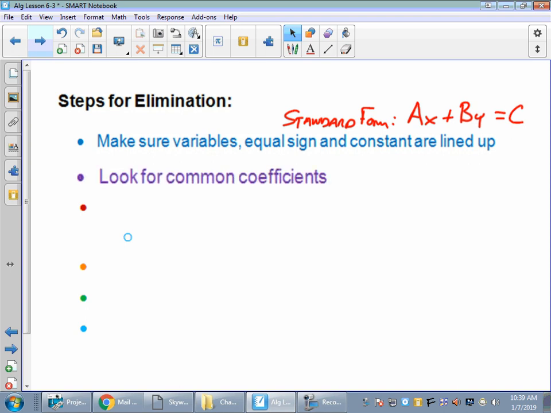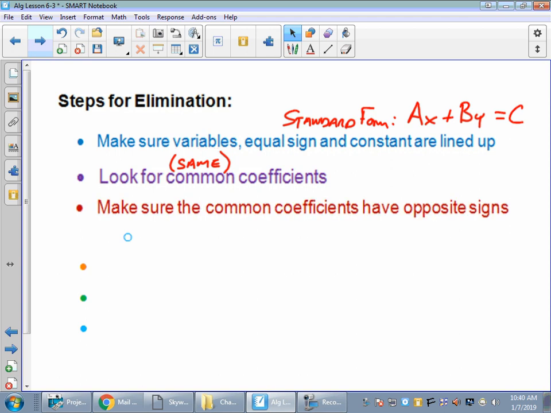Then we want to look for common coefficients. Common coefficients, remember, means you want the same coefficients. If you have the same number in front of the x or in front of the y, that makes life a lot easier for elimination when you add or subtract. And then make sure that these common coefficients have opposite signs. If they don't have an opposite sign, then you might need to multiply by -1, and then it will have an opposite sign. But remember, you've got to multiply everything by that -1.